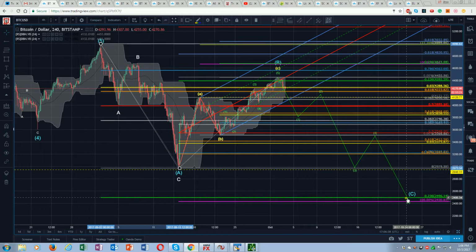Well, we start to get a bit of a cluster down here. The negative 23 algo target and the 100% of the entire A wave projected from this potential B wave, we start to get a little cluster down here at 2,500. So again, I'm not saying short it.